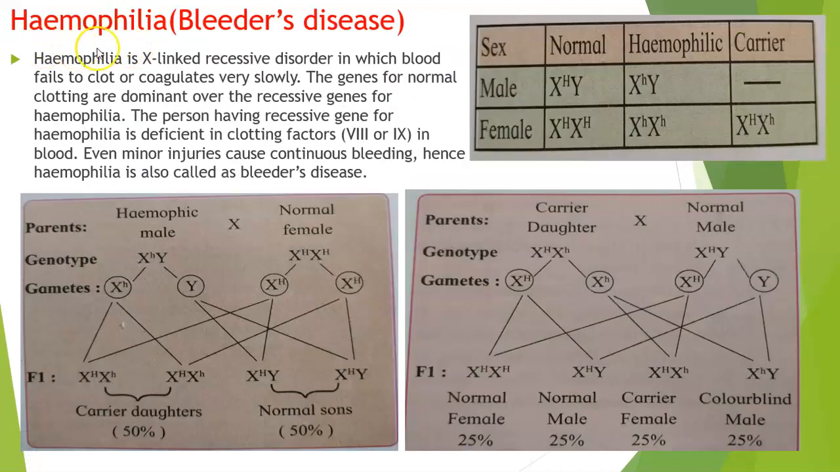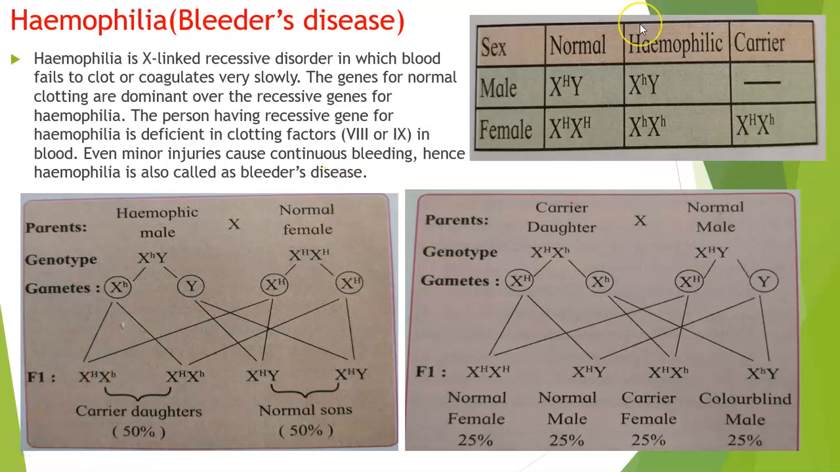Students, the next disorder is hemophilia, also called bleeder's disease. Hemophilia is an X-linked recessive disorder in which blood fails to clot or coagulates very slowly. The gene for normal clotting is dominant over the recessive gene for hemophilia. The person having the recessive gene for hemophilia is deficient in clotting factors 8 or 9 in blood. Even minor injuries cause continuous bleeding. Hence, hemophilia is also called bleeder's disease.